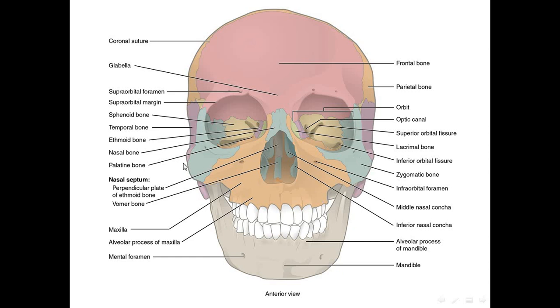The zygomatic bone on either side. The maxillae, we have two maxillae, one on the left side and one on the right side. They join at the midline. This is the mandible, forming the lower jaw, while the maxillae are forming the upper jaw. And we have the nasal bones here, forming the superior and outer surface of the nose.